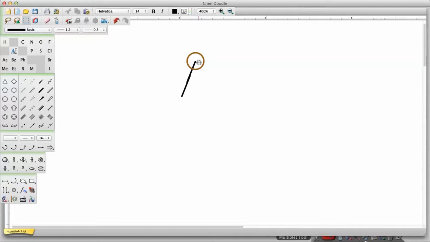The 180-degree dihedral is always going to be the lowest energy conformation, while the 0 degrees is always going to be the highest energy conformation. And of course, I can re-highlight this and rotate it back so that I get what I had in the beginning.